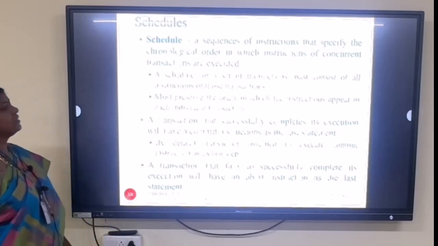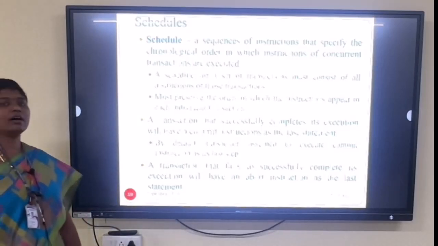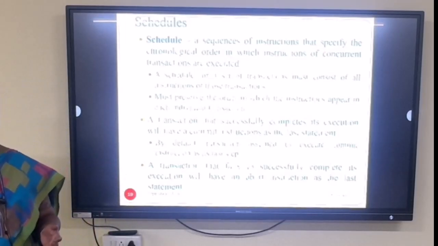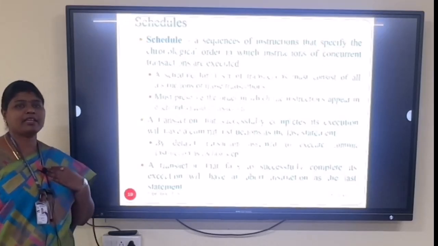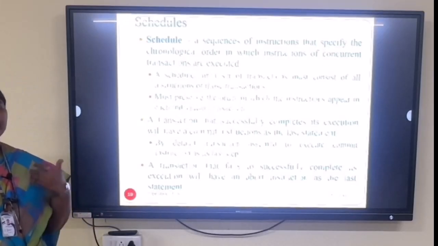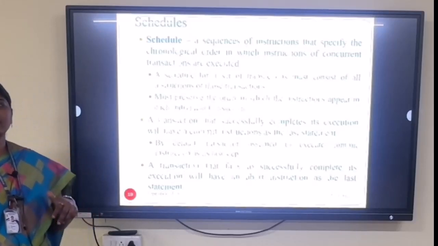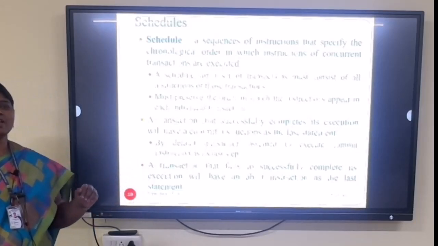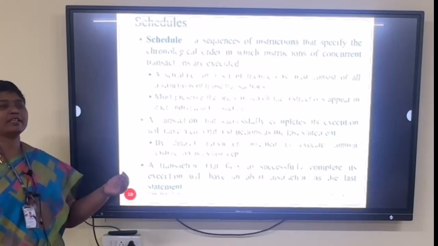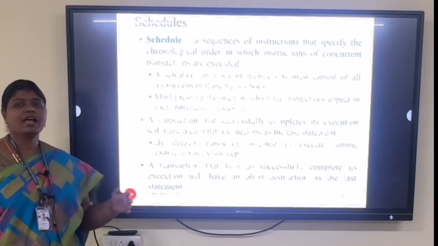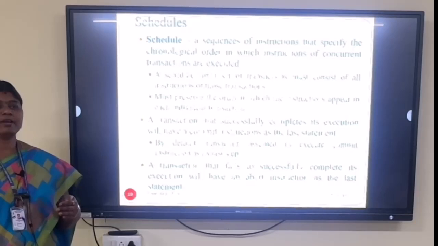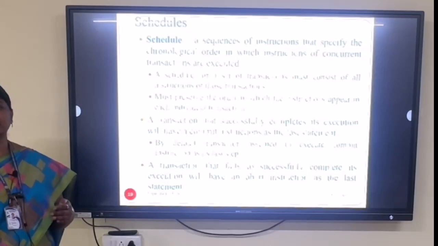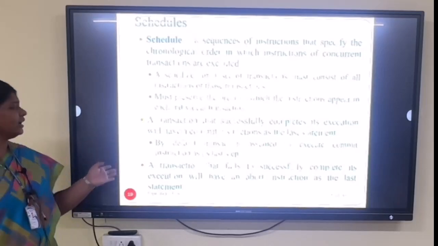Next is schedules. Schedules is nothing but where we prioritize the work. That is, if I have 10 works in a day, then I need to schedule my works in such a way that I decide which has to be given the first priority and which the second priority, and in what schedule I have to complete the work. That is, in the morning I have to complete this entire schedule and in the evening I have to complete this entire schedule. The same thing is followed in the transaction also.